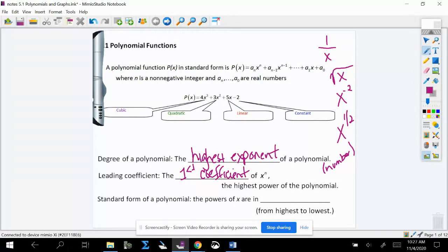Standard form means that your powers need to go from highest to lowest. We say that they are in decreasing order, meaning the highest exponent needs to come first, and then the next one, and the next one. And you can skip. There might be a situation where you don't have any x squareds, so you're going to skip that and go down to x to the first. But it needs to be from highest exponent of x to lowest exponent of x in order to be in standard form.